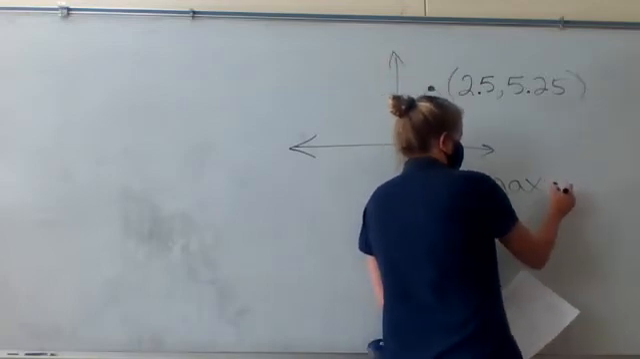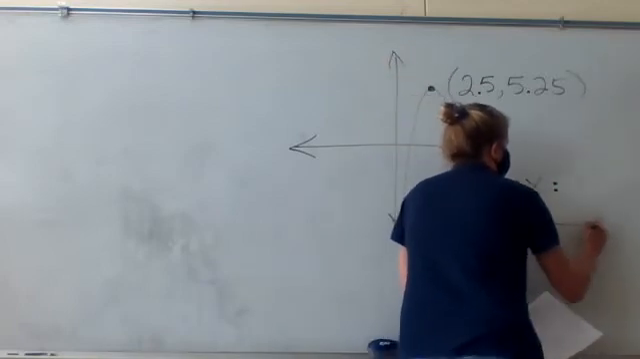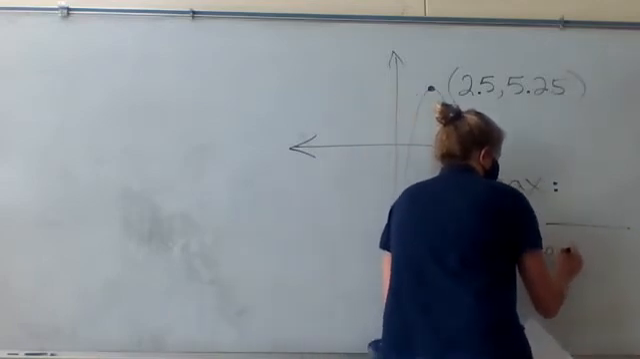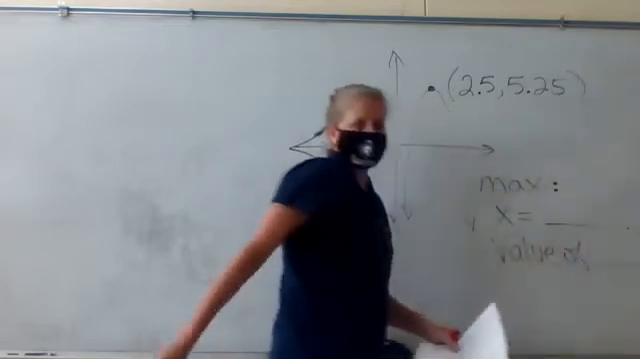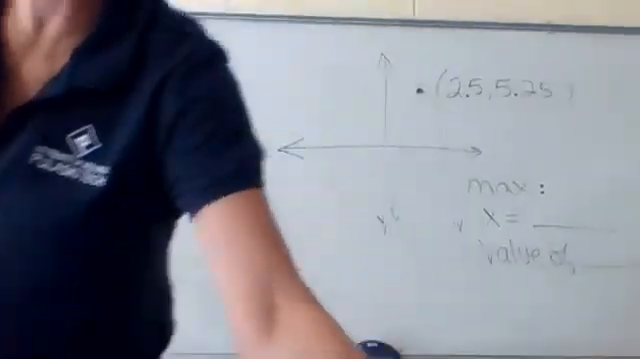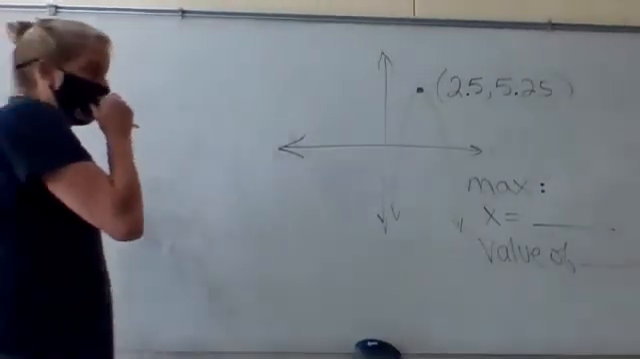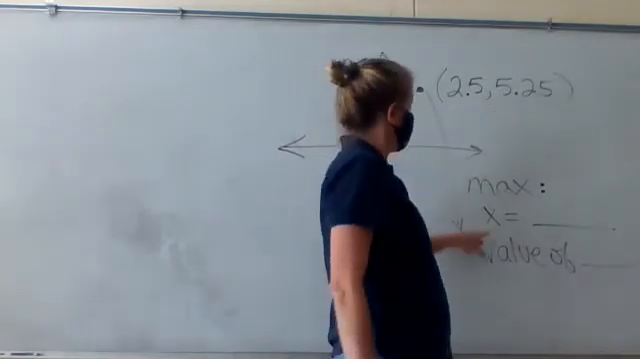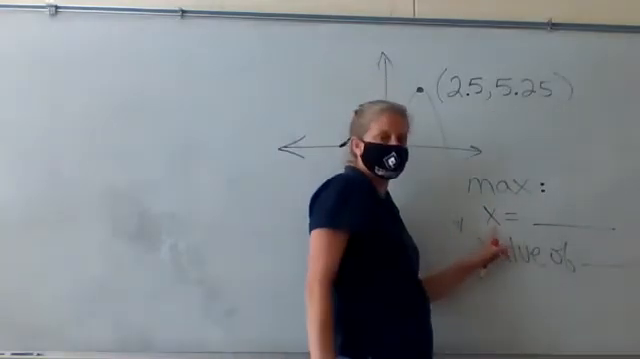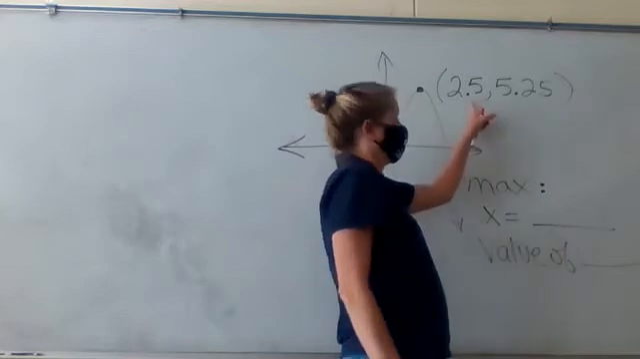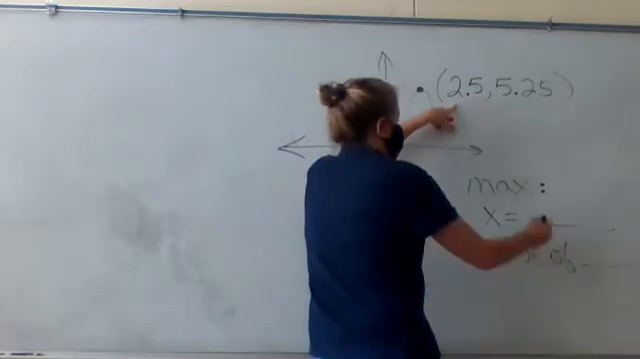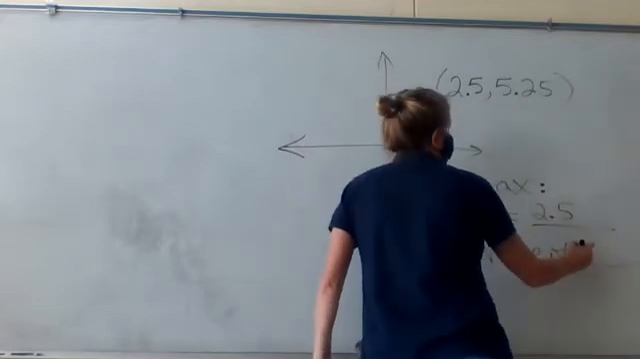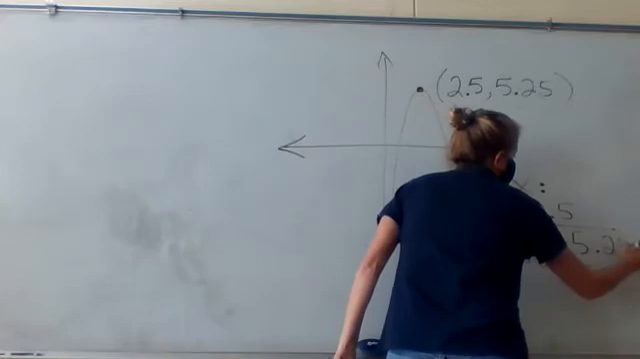The maximum value occurs at x equals blank and has a value of blank. So remember, the value is always your y coordinate. When you're talking about values, it's always y. So your value is the y, and then it even gives you the clue. It literally says x equals what? We'll just put in your x coordinate there. So the x is 2.5, and the maximum value is 5.25.